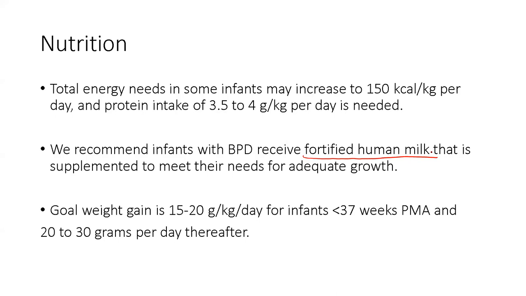The goal: in most of the centers in the United States, every day they measure the weight of the baby, and once a week you measure the length and head circumference. The goal for weight gain, if you are dealing with a premature baby, is 15 to 20 gram per kg per day if the baby is less than 37 weeks corrected, and then 20 to 30 gram per day after that.